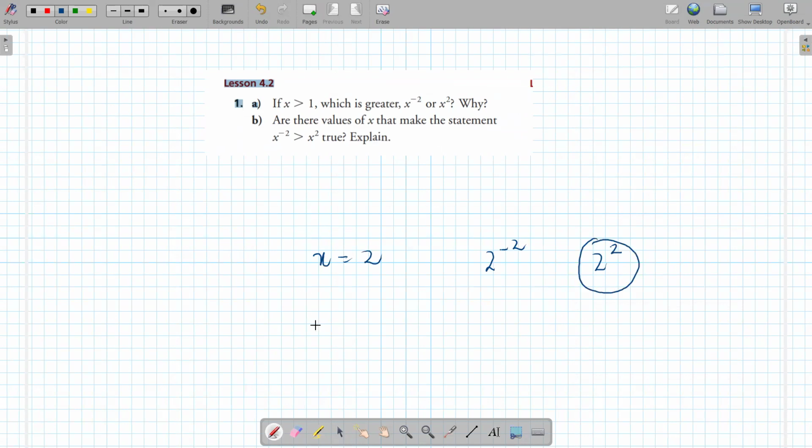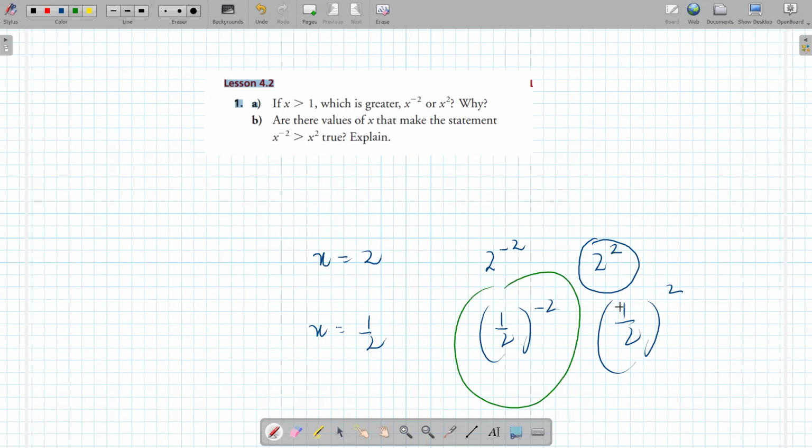What if x was less than 1? Let's say x was 1 over 2. Then which one will be bigger? Is 1 over 2 to the negative 2 bigger, or 1 over 2 to the 2? 1 over 2 to the negative 2, right, because this is 4.